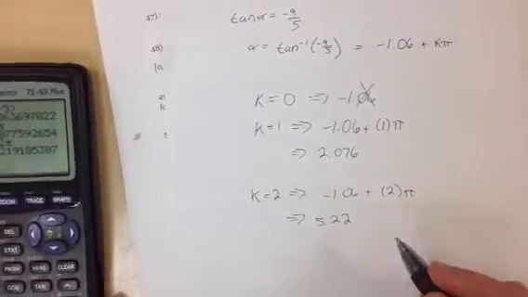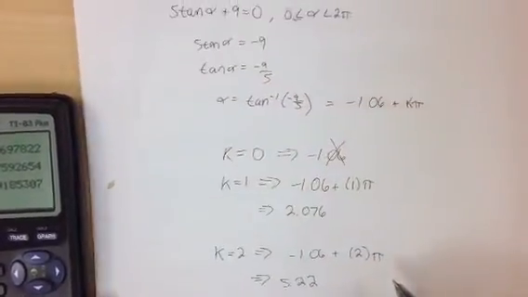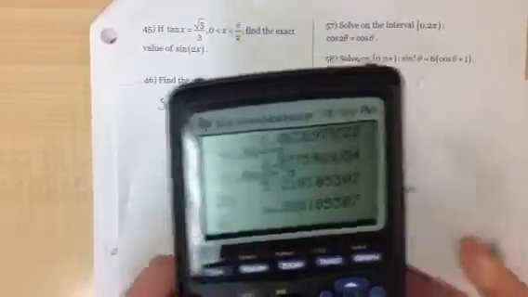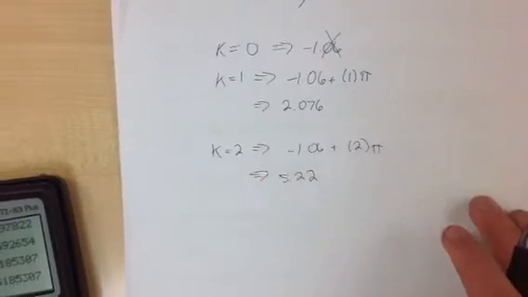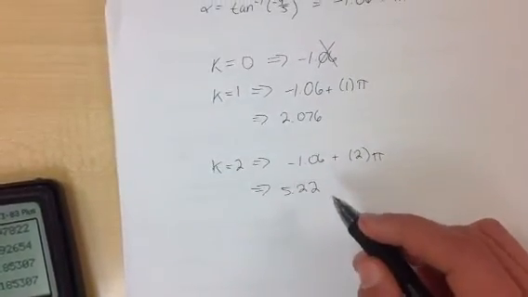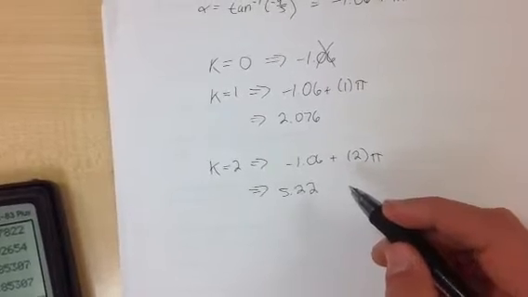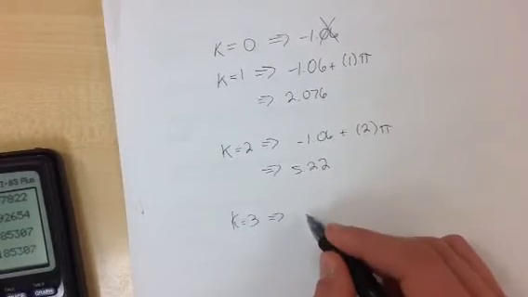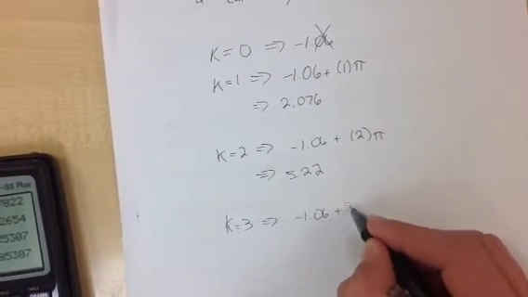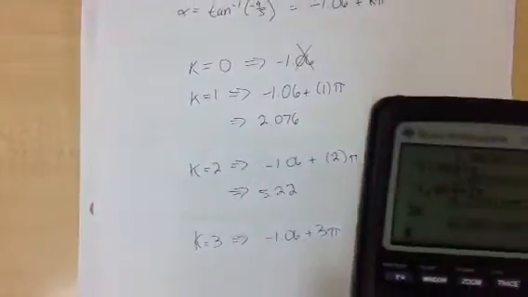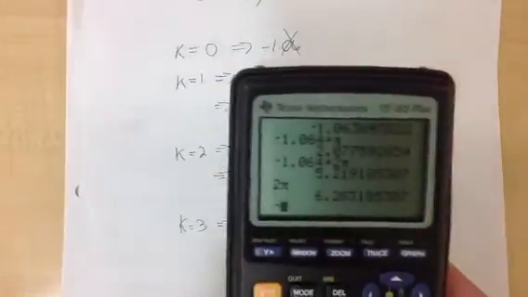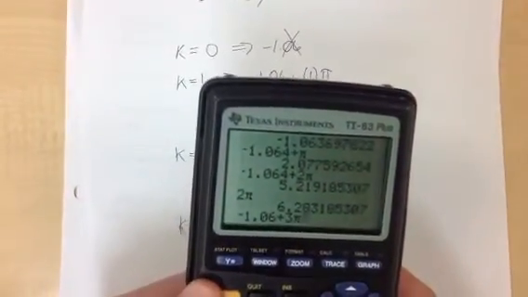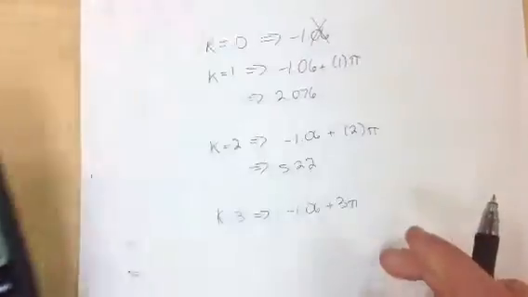Alright, so the domain is 2 pi, and 2 pi is equal to 6.28. So from here, we can realize that the rest of the values, when you plug in higher than 2, it's going to not be in the domain, but just to make sure, we'll plug in a 3. And that's going to give us negative 1.06 plus 3 pi. That's going to give us 8.36, which is not in the domain.